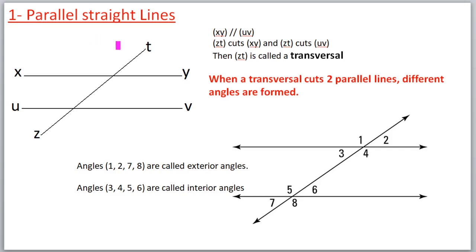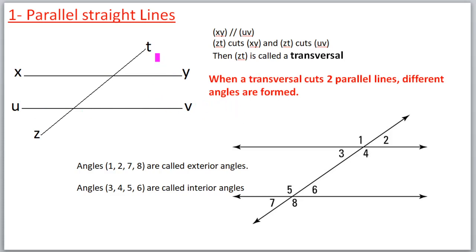First, what do we mean by parallel straight lines? Take XY and UV. We know that XY is a straight line and UV is a straight line. If they are parallel, it means that they never intersect. Whenever you extend XY left or right, and extend UV left or right, they never intersect. That means they are parallel.